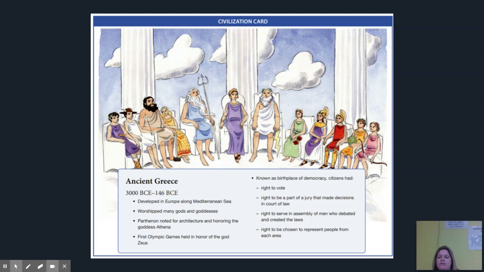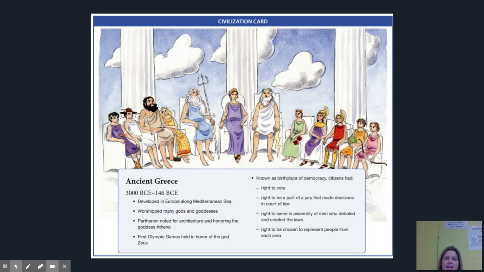Okay, so we have two more civilizations left. We have ancient Greece. Now, ancient Greece was about 3000 BCE to about 146 BCE. And Greece is a group of islands located off of Italy, south of Europe. So it developed in the Mediterranean Sea, like I told you. They worshipped many gods also. They were polytheistic. You have the god Zeus. This is where all the Zeus, Hercules, and all the, Hercules was a demigod. But you have all of these that came into place.